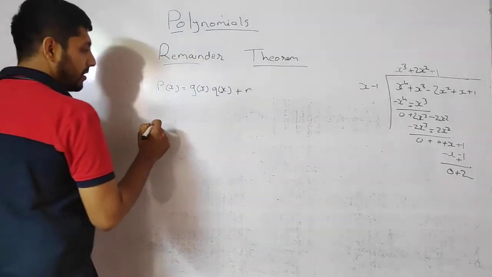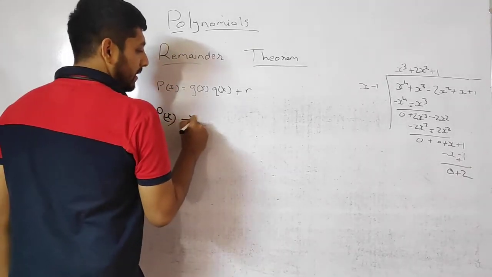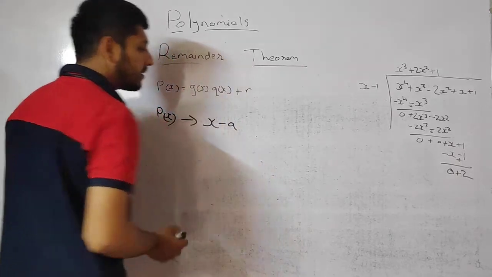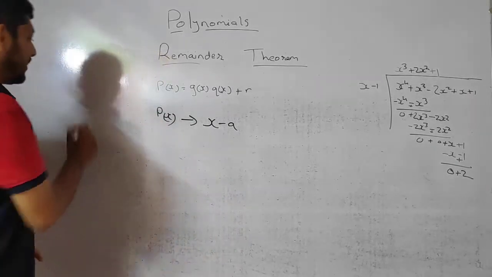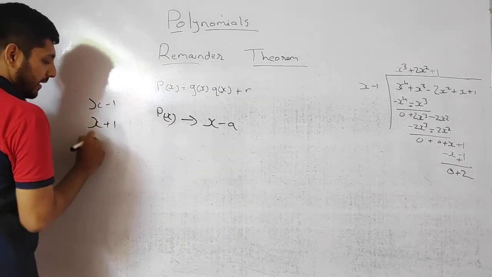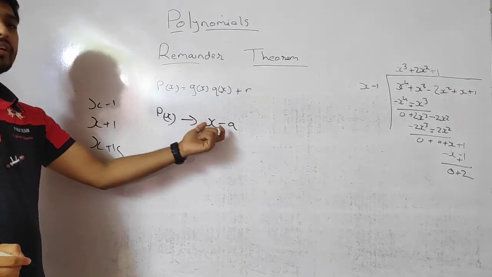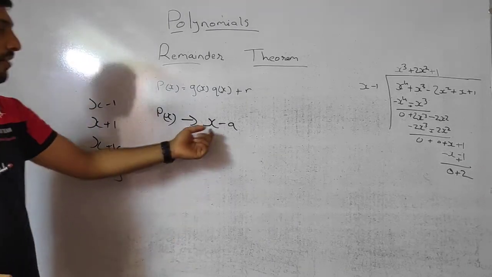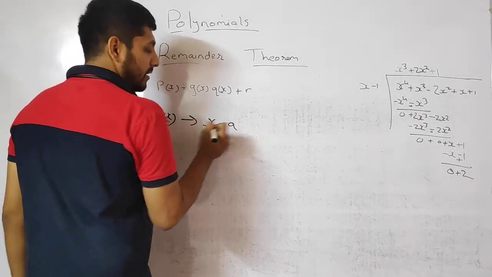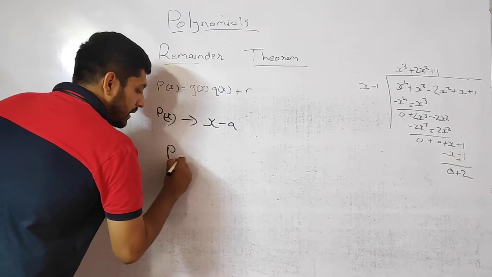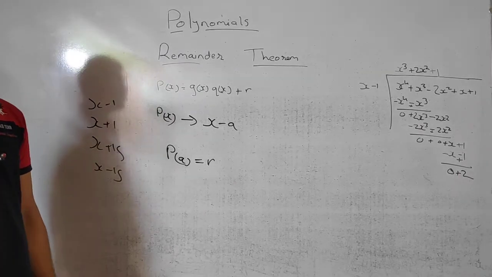So suppose it is given that p of x is divided by any linear polynomial. Suppose in general terms we take linear polynomial as x minus a. What is a linear polynomial? A polynomial that has one degree. It can be x minus 1, it can be x plus 1, x plus 15, x minus 15, or it can be anything. So linear polynomial is something that has one degree. So in general form we take x minus a. So if p of x is divided by x minus a, then p of a will be equal to the remainder.